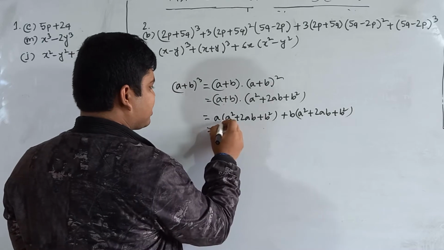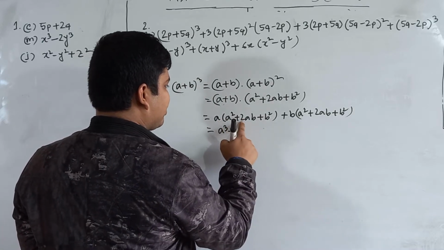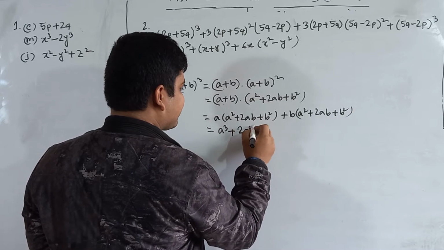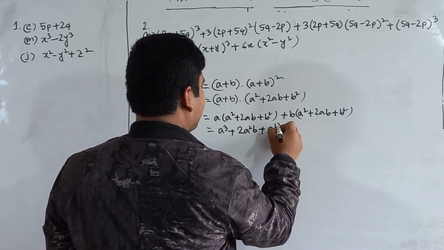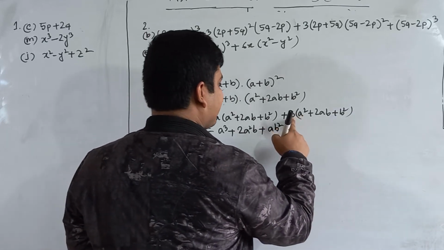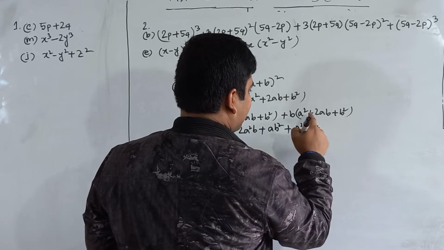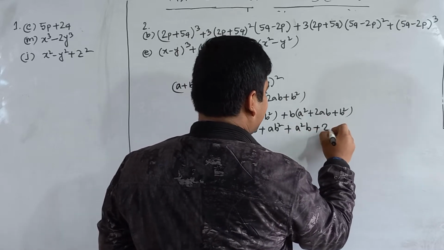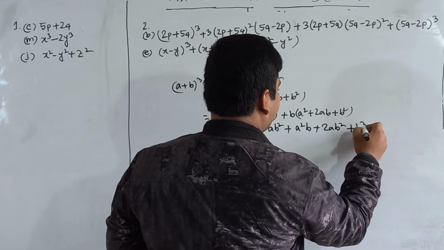Now we do the multiplication. A is multiplied with a square and we get a cube. A is multiplied with 2ab and we get 2a square b, plus a is multiplied with b square and we get ab square. On the other hand, a square is multiplied with b and it will be a square b. B is multiplied with 2ab and we get 2ab square. B is multiplied with b square and it will be b cube.